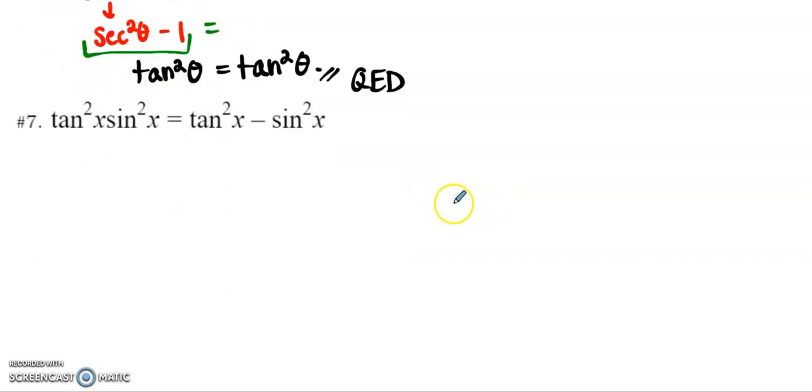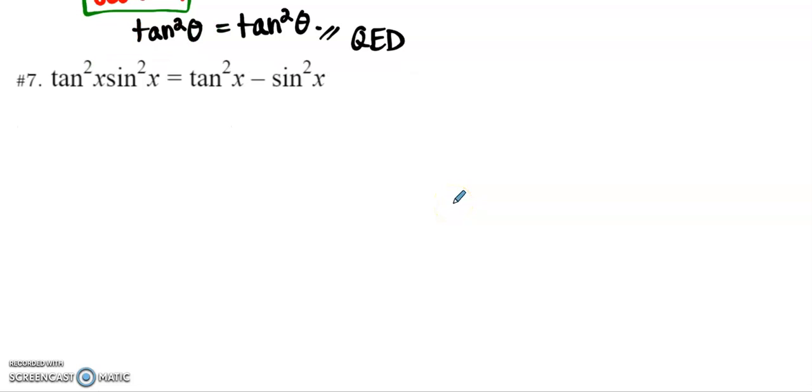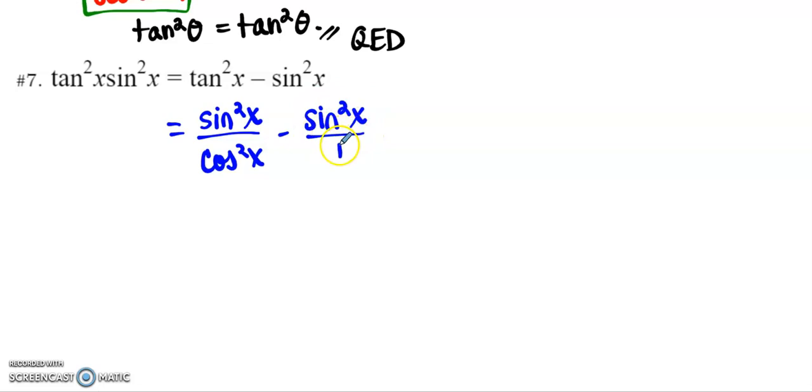All right, problem number 7. Tangent squared x times sine squared of x equals tangent squared x minus sine squared. It is much easier to combine these negatives. I'm going to start on the left or the right-hand side. I'm going to rewrite tangent as sine squared over cosine squared minus sine squared of x over 1. And I'm going to get a common denominator.